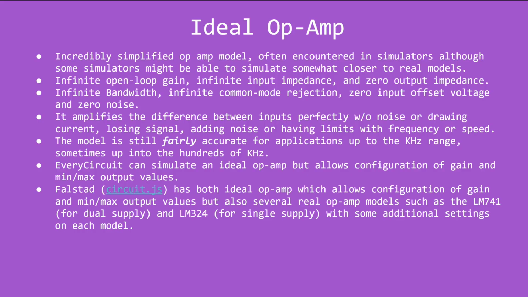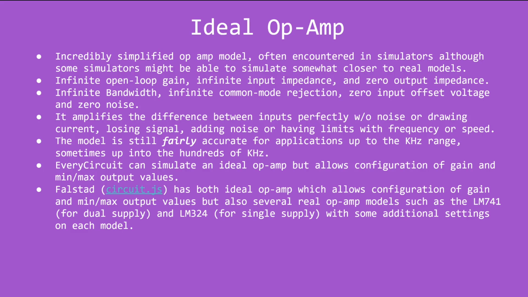They have infinite open loop gain, infinite input impedance, and zero output impedance. They also have infinite bandwidth, infinite common mode rejection, as well as zero input offset voltage and zero noise. It'll amplify the difference between the inputs perfectly without noise, drawing more current, losing signal, or limits due to frequency or speed. Interestingly enough, this actually might be fine for some applications, especially low frequency ones, or just as an educational tool.